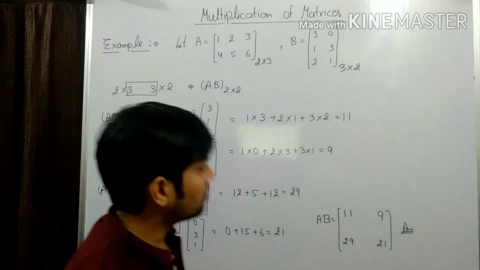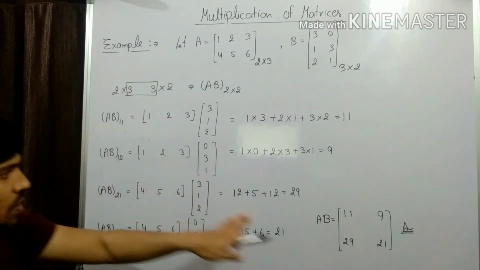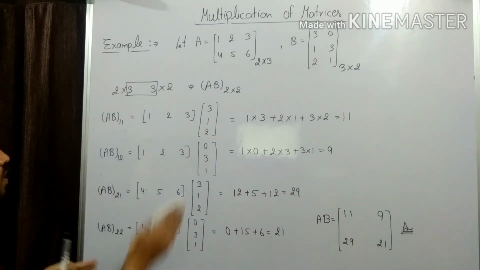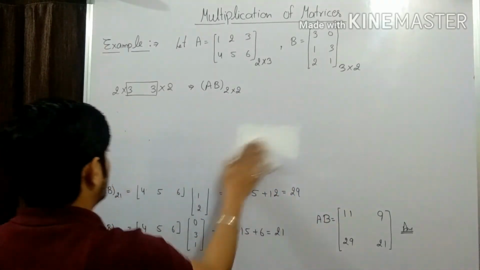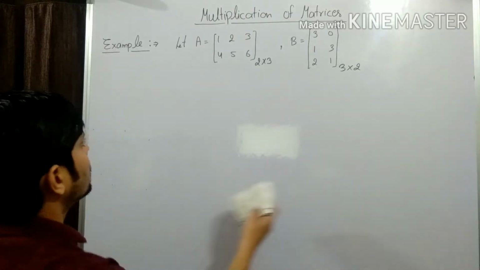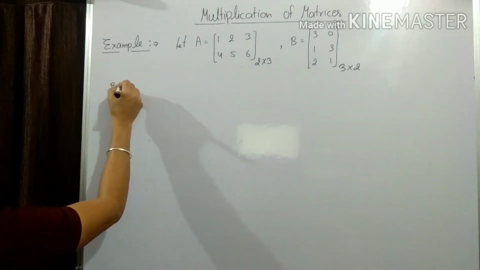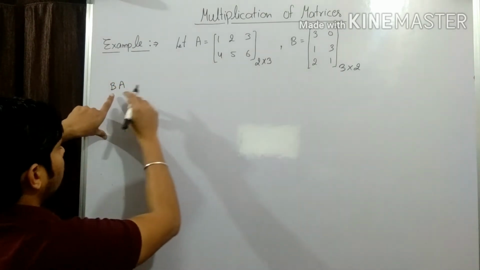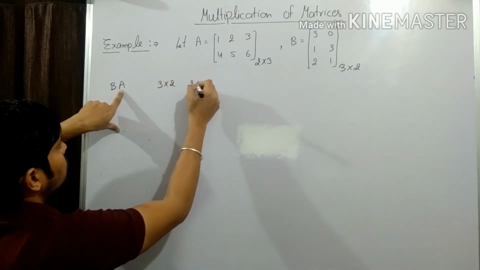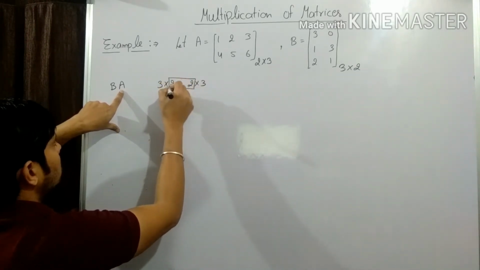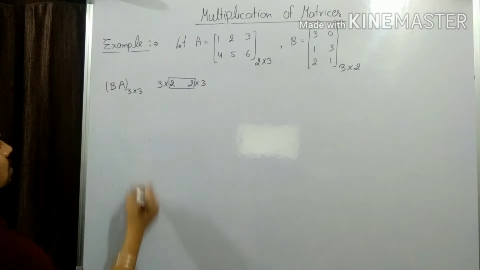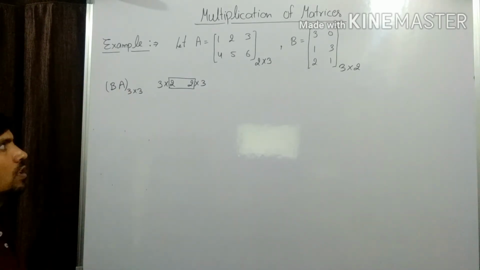Here we saw that AB is possible. Now we will check whether BA is also possible or not. So we are going to find out the value of B into A. First we will write the order of B. This is 3 cross 2, and the order of A equals 2 cross 3. So we can again see both are the same, so B into A will exist and hence the order of this matrix will be 3 cross 3.